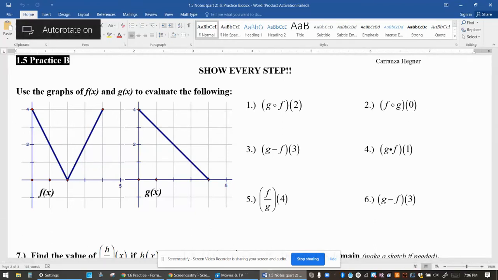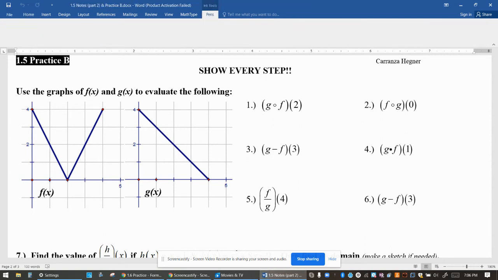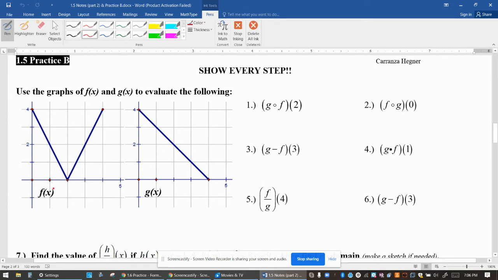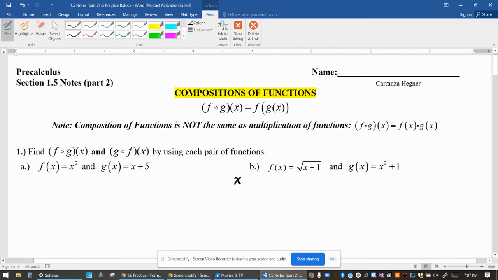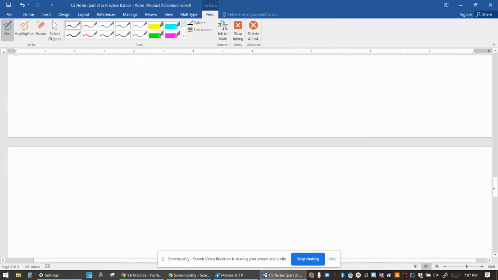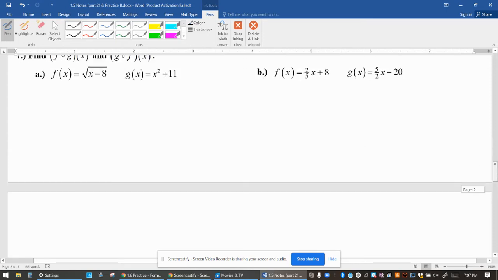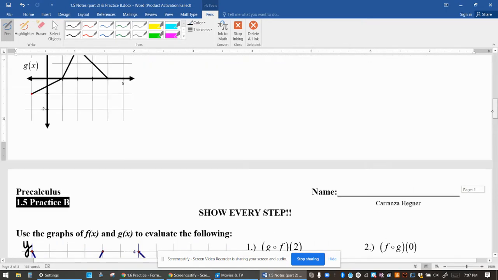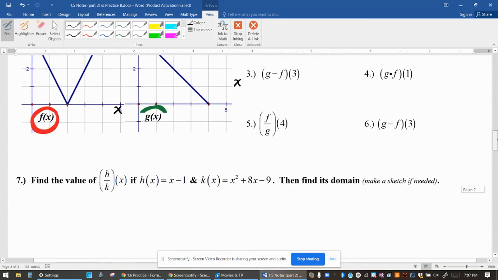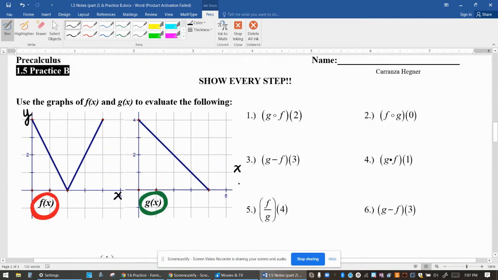Okay, so for 1 through 6, you are looking at the graphs of f of x and g of x. I really like color coding things, so I'm going to go ahead and do that here. So f of x will be my red function, and g of x will be my green function. Okay, it's important to notice that this is the y-axis and this is the x-axis. Same here, x-axis. Oops. My programs tend to freak out sometimes. There we go. Okay. So x-axis over here, y-axis over here.